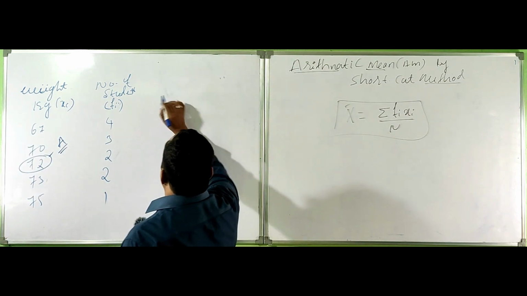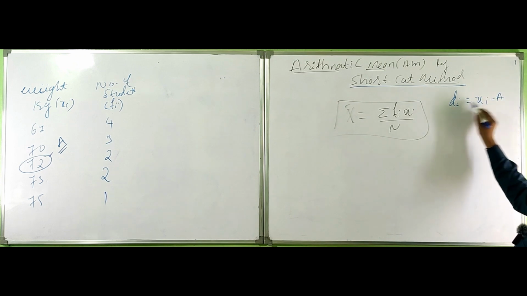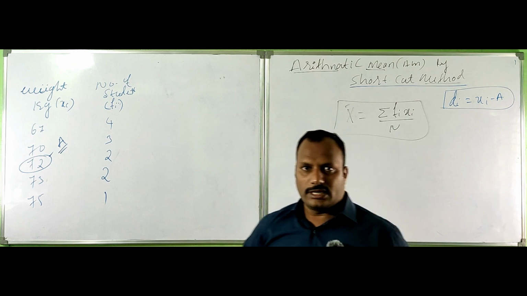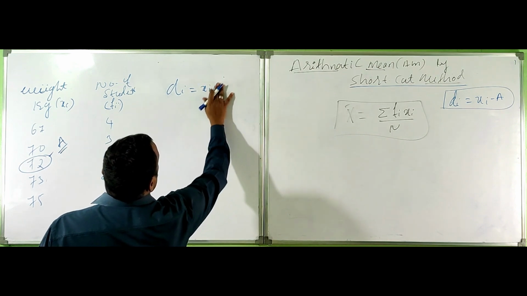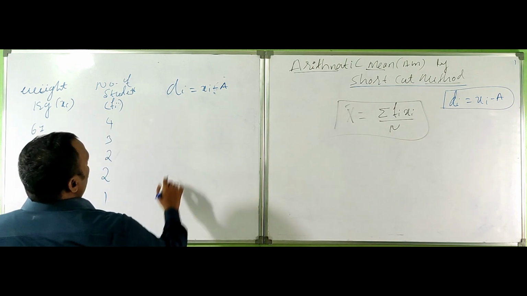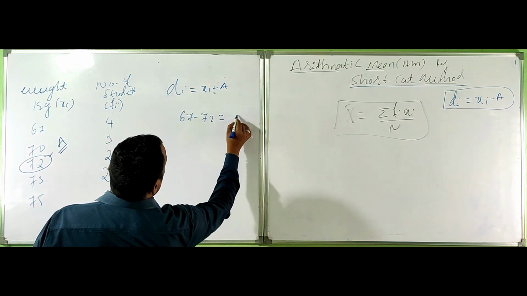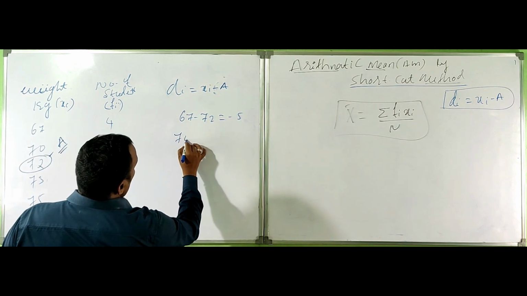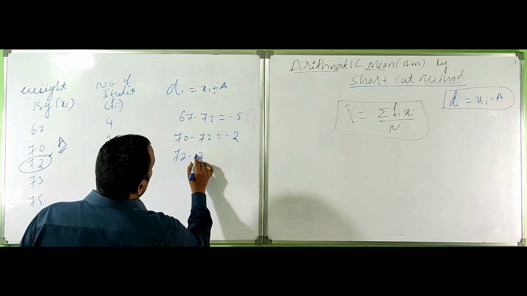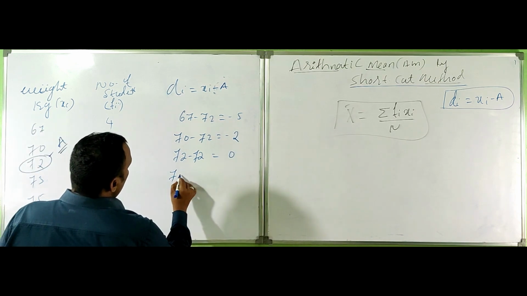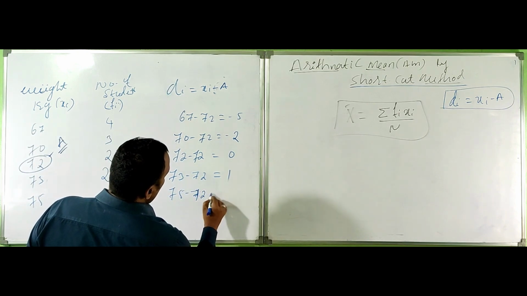So in the shortcut method, we have one extra term: d_i is equal to x_i minus a, the deviation from the data. What is x_i here? 67 minus 72 is minus 5. 70 minus 72 is minus 2. 72 minus 72 is 0. 73 minus 72 is 1. 75 minus 72 is 3.